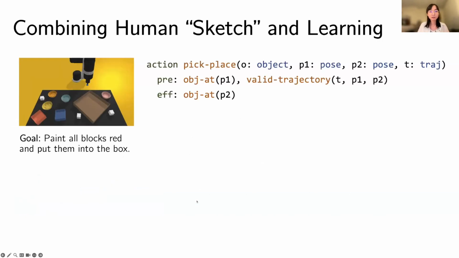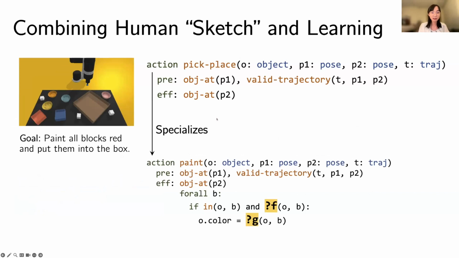So the high-level idea in PD sketch is that we want to combine human sketch of the transition model and learning. So here I'm showing this concrete example of specializing this pick and place action into a painting action. Here I'm saying the additional effects of this painting action is that for object B, if the object is inside B and also some condition is true, here I'm using this question mark F to denote some gap, some slot that I want to fill in with neural network learning. And if this condition is true, then the object property will change according to some rule, which is also unspecified by the human, but we know it's going to depend on the current status of the object and also the object O and also the object B.